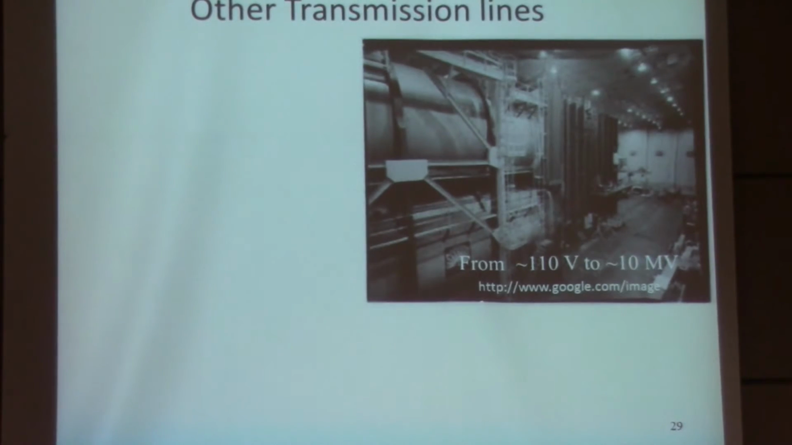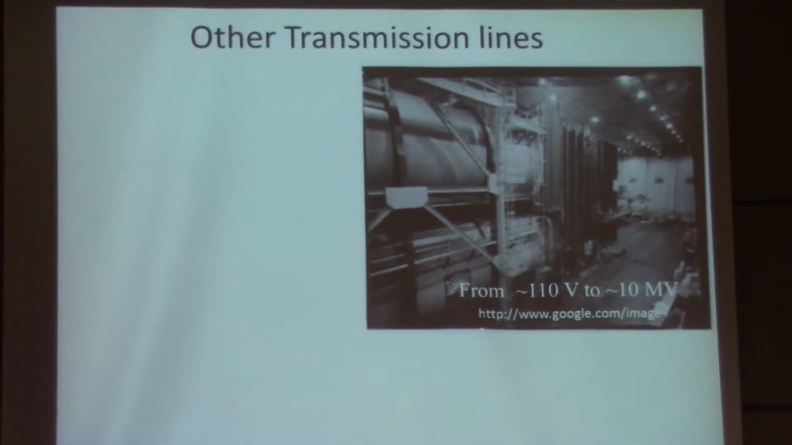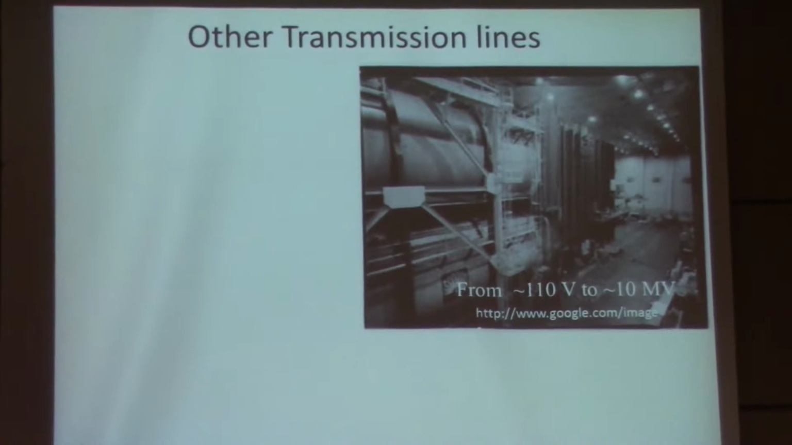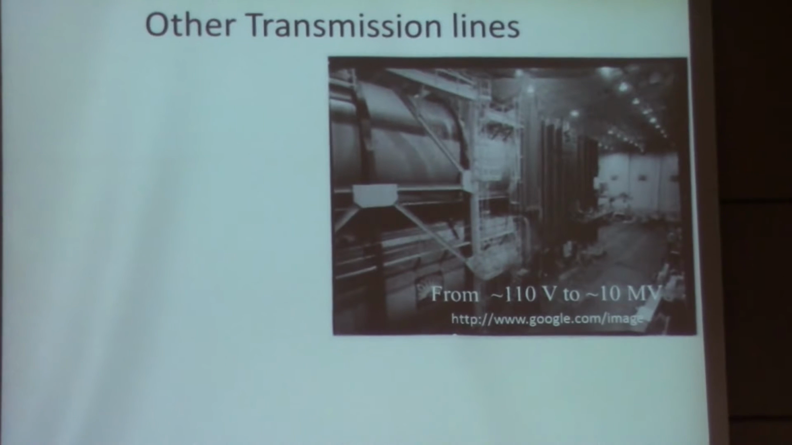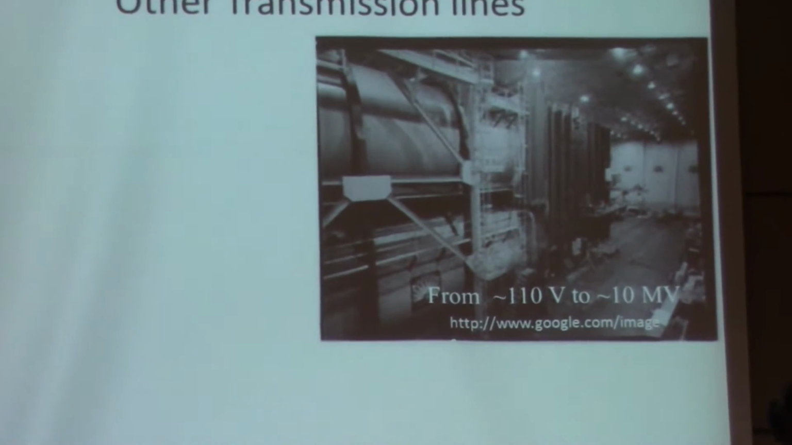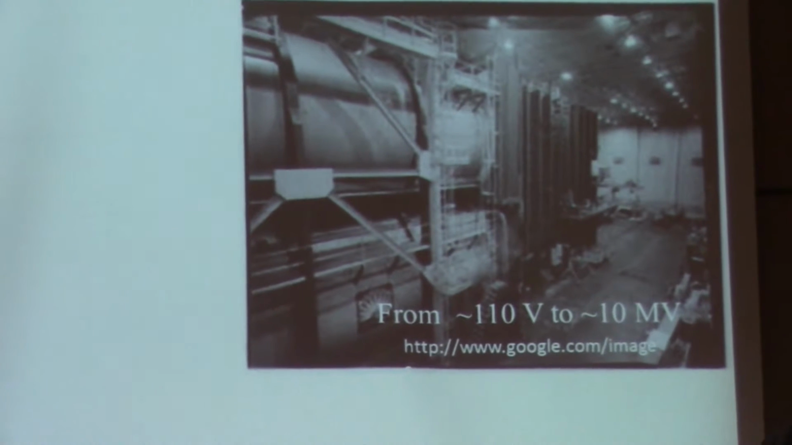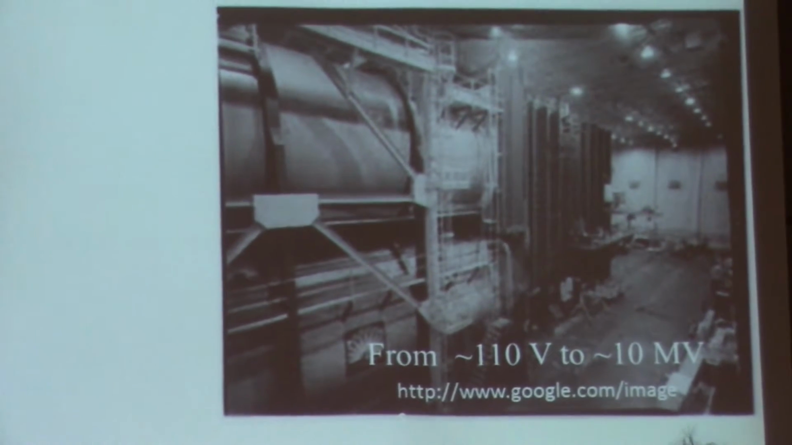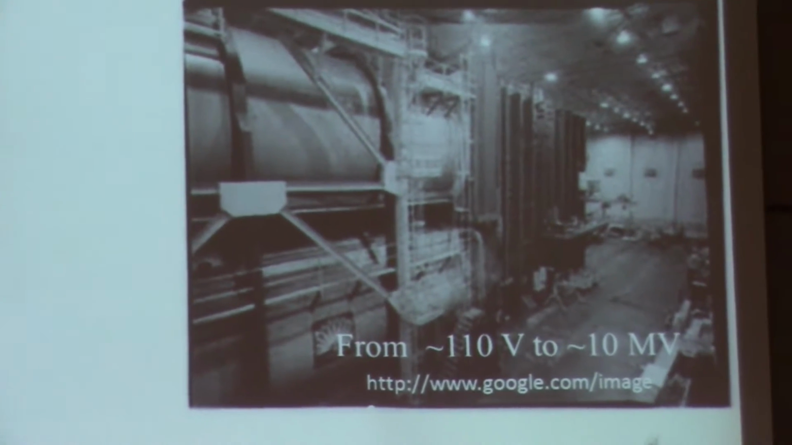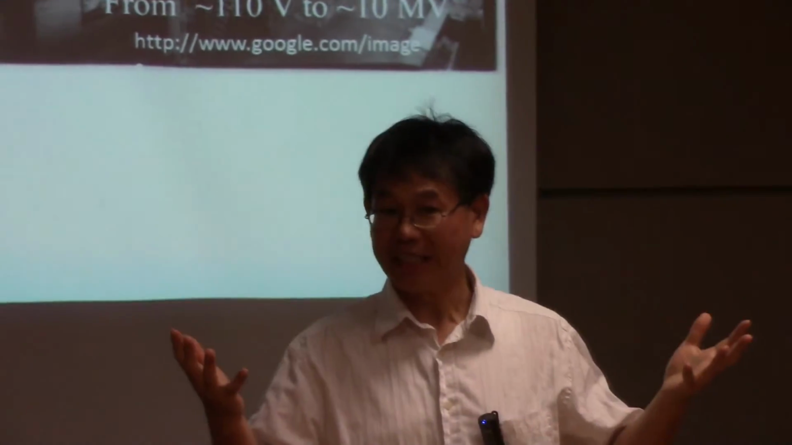So there are some other transmission lines which you normally see. The first one is this. I think it's from Sandia National Lab. You know, for you to build a nuclear bomb, right? You want to test if that explosion process is as you designed. How do you see what's going on inside?